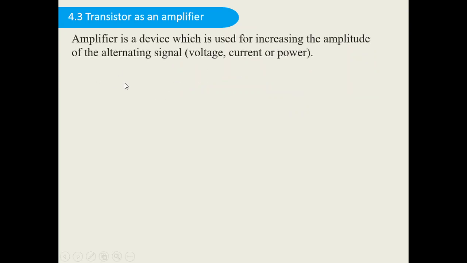So amplifier, it is a device which is used to increase the amplitude of alternating signal. Alternating signal means AC supply, right? It can be AC current, it can be AC voltage, or it can be AC power. So amplifier is used to increase the amplitude of alternating signal in the format of voltage or current or power.